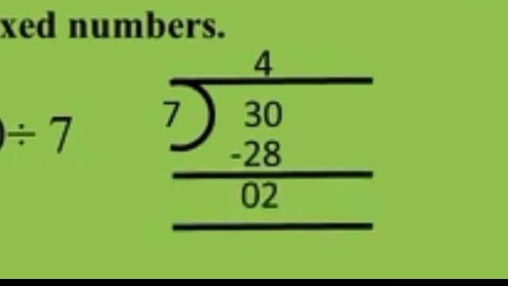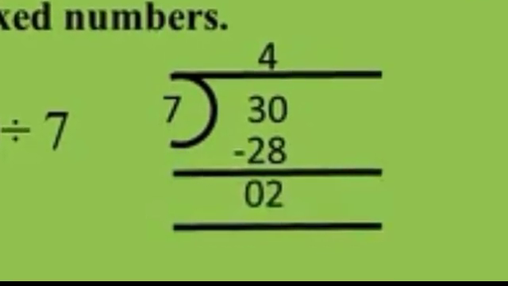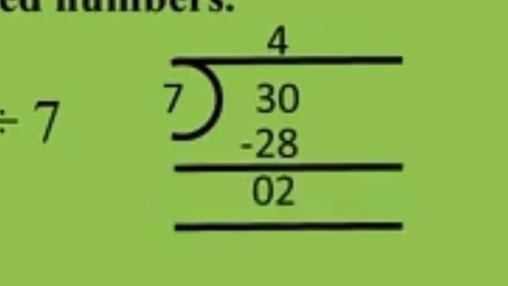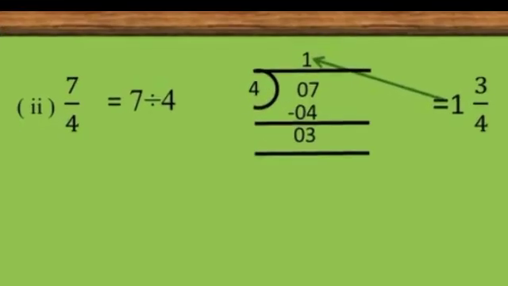30 minus 28 is equal to 2. It means 7 is divisor, 4 is quotient and 2 is remainder. So the answer is 4 2 upon 7. Let us see the next question.